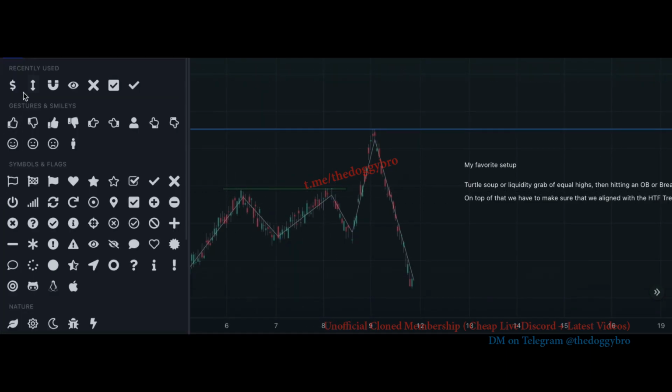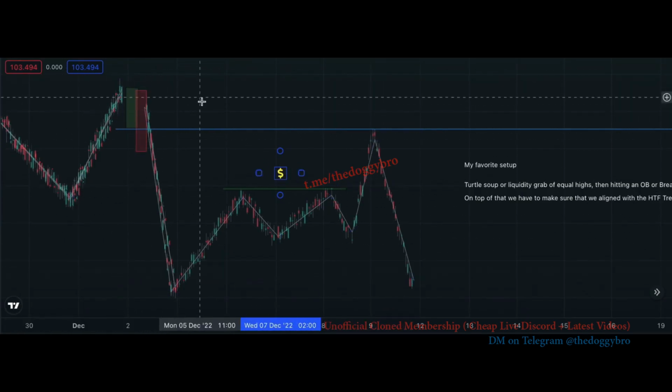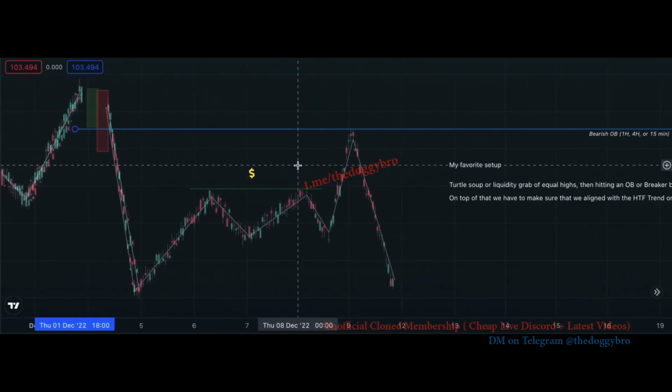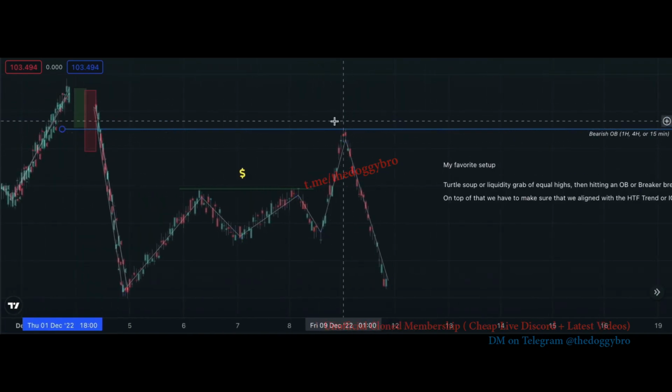Price literally comes up, grabs the liquidity, grabs the equal highs, hits a bearish order block. I prefer the 1 hour order block, or 1 hour, 4 hour, or sometimes 15 minutes. So as we can see here, price came down, created an order block, created equal highs, price comes up, grabs the liquidity, or as ICT says, turtle soups, comes to this area. And especially if this is during London session, that'll be a very key time to sell. However, during New York session this can happen as well, and it's still going to be a good sell, but London session would be ideal.